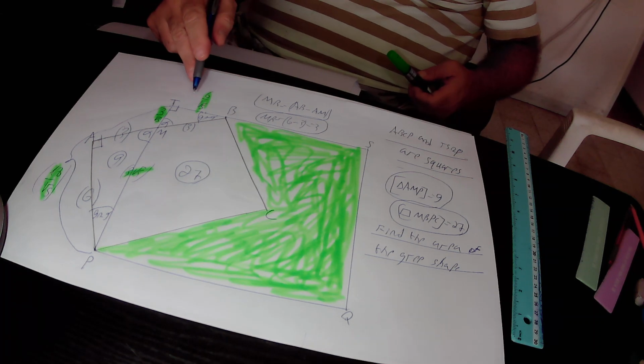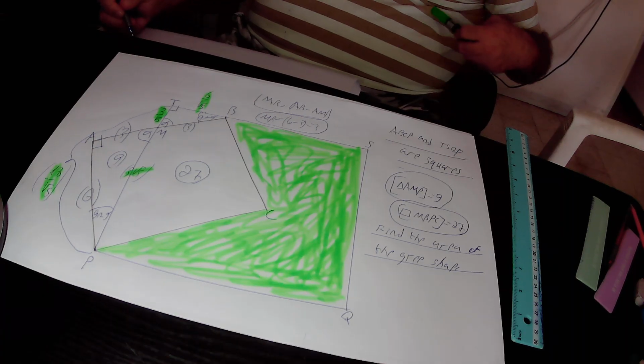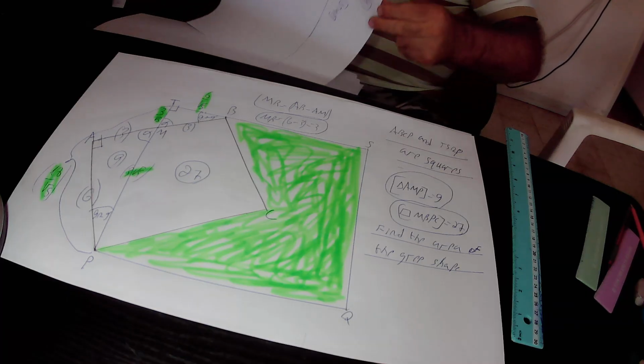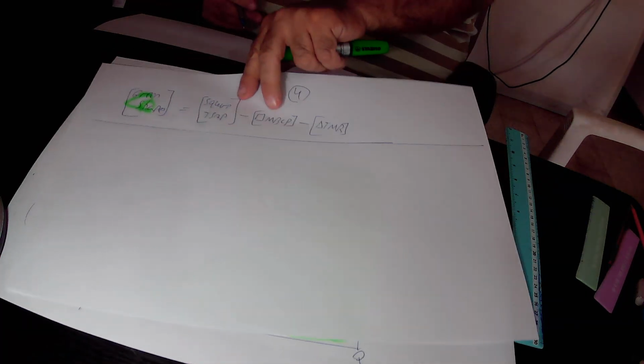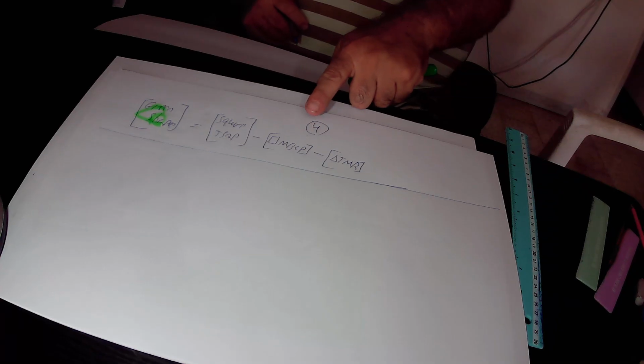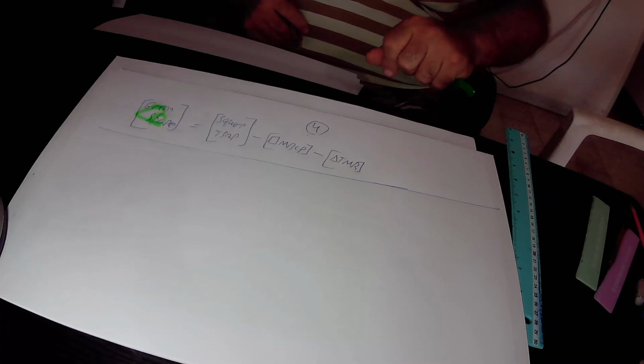Minus the area of this right small triangle TMB. So repeat again, we found out that the area of this green shape in total is equal to the area of the big square TSQP minus the area of quadrangle MBCP minus the area of the small right triangle TMB.